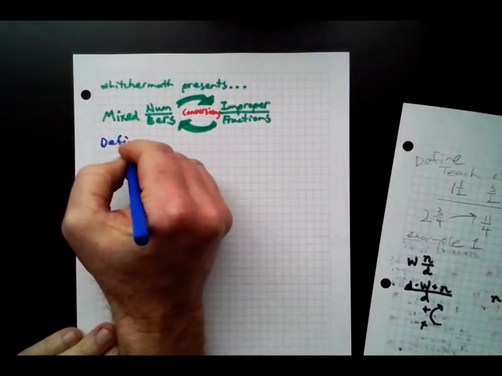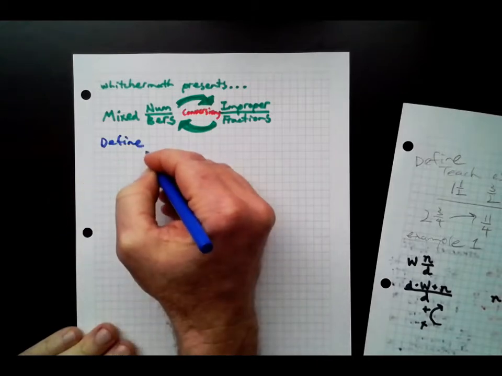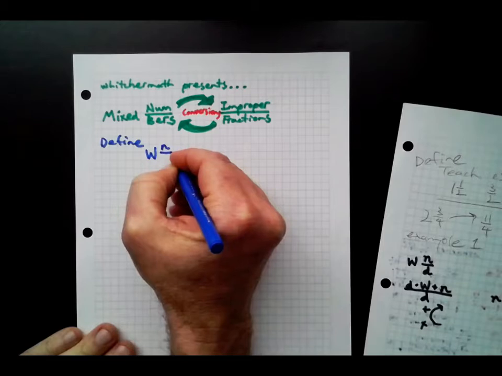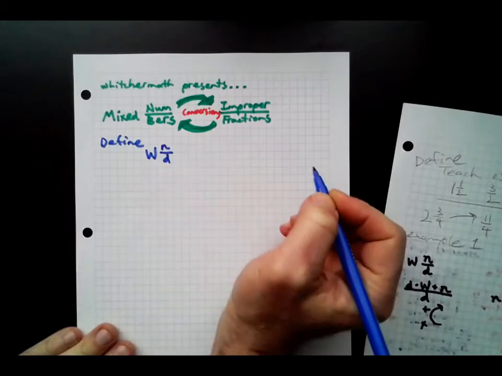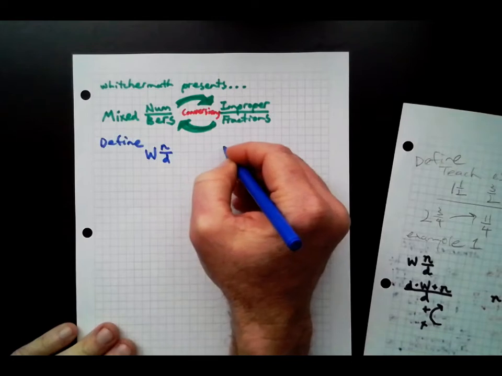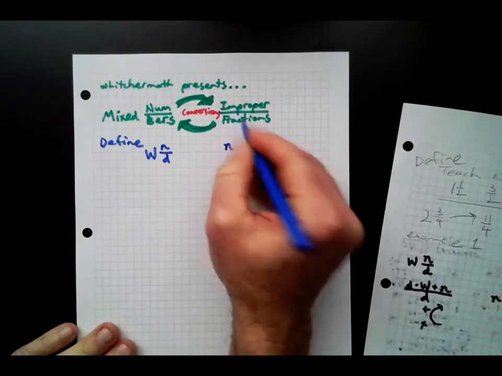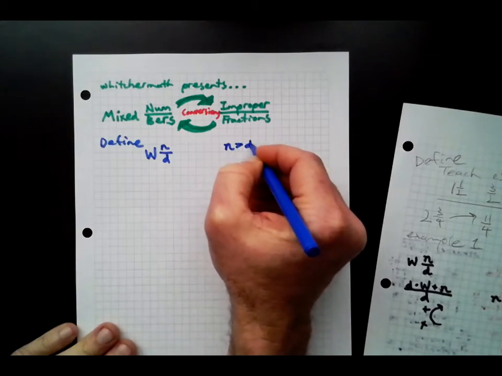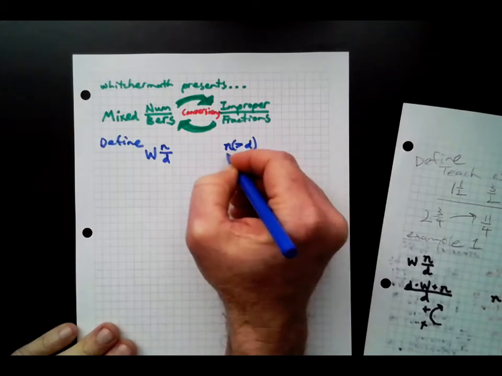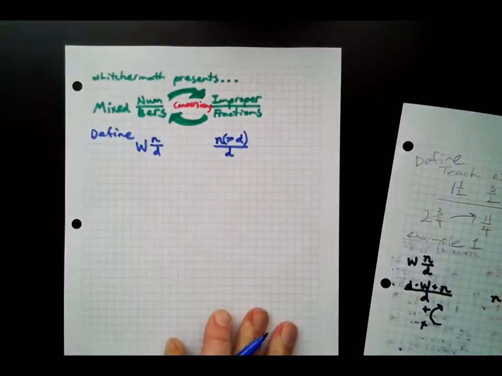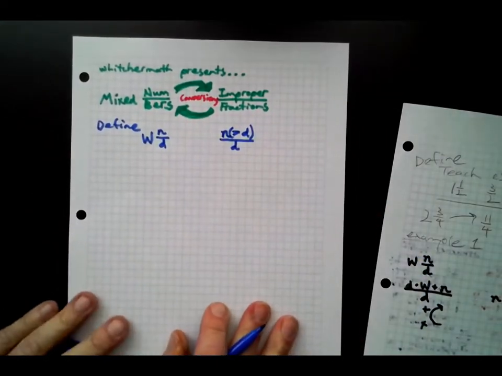Define a mixed number. We're going to say we have a whole number over here and a numerator and a denominator. For an improper fraction, we have a numerator that is improper, which means the numerator is greater than the denominator, over the denominator. Let me use an example to show you what I mean.